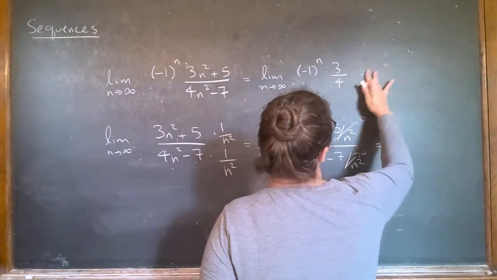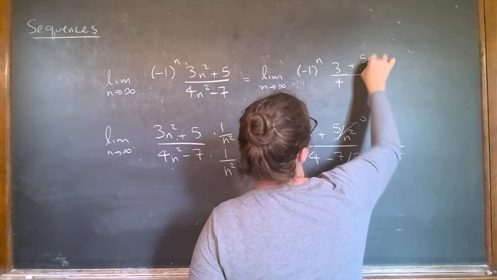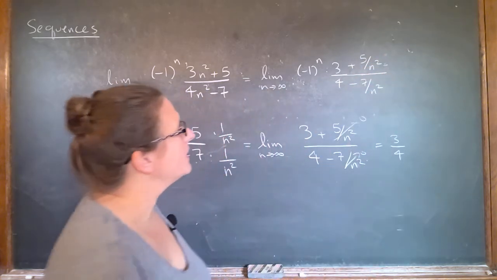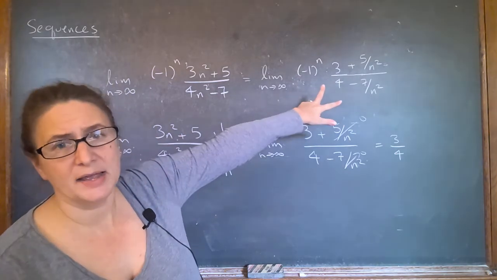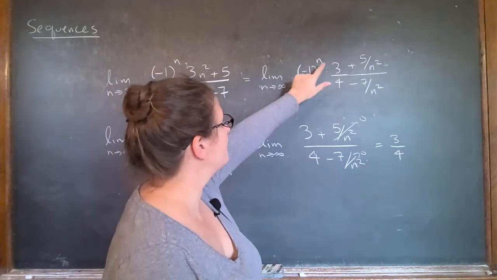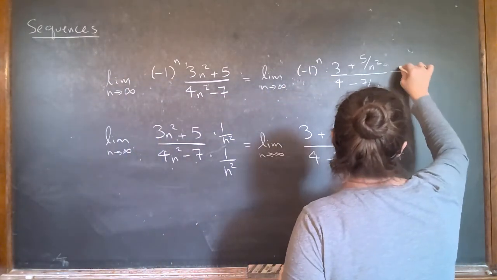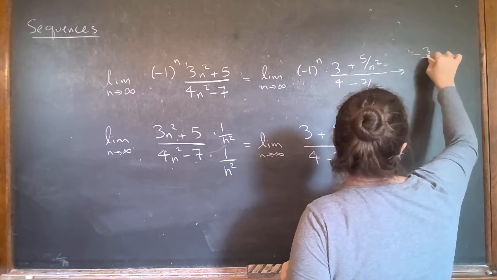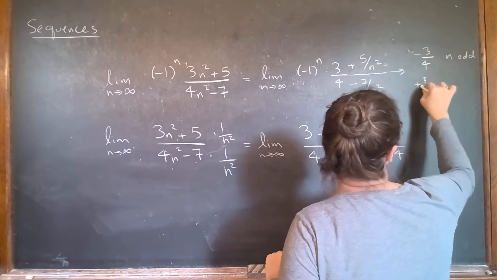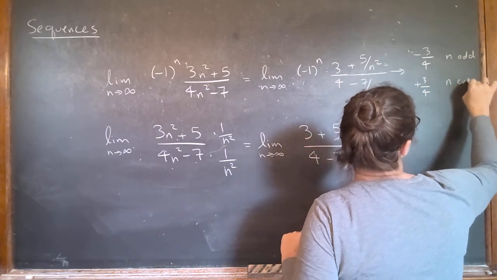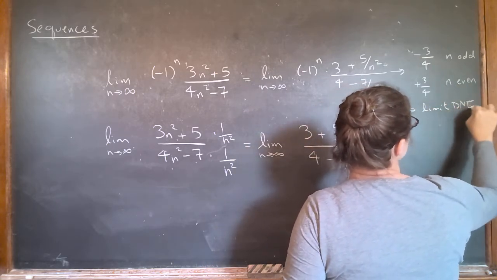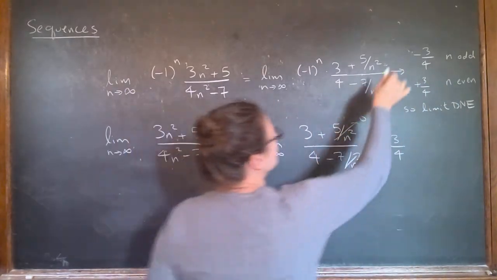Well, really, I should write it this way. I should write it as minus 1 to the n times 3 plus 5 over n squared over 4 minus 7 over n squared. This is going to go to two places, right? It's going to go to either negative 3/4 or positive 3/4, depending on the value of n. So this would approach negative 3/4 for n odd, and positive 3/4 for the evens, so the limit doesn't exist. That's the way you want to approach these ones.